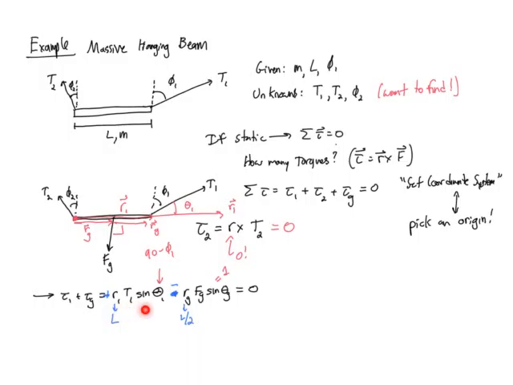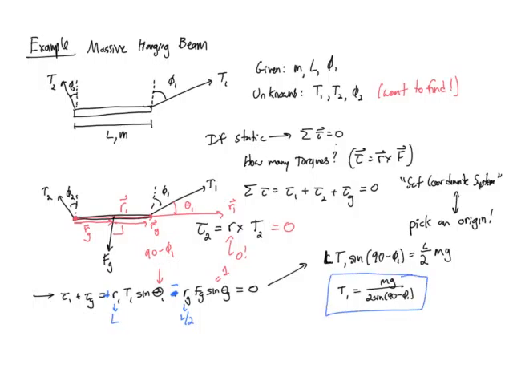But now if I look at this expression, I know everything in here except for T1. I know what L is, I know what F_G is, it's just m times g. I know this angle is 90 minus phi 1, which is one of my knowns. So I can now just solve this for T1, so I'll do that real quick. And I find that the tension is mg divided by 2 sine of (90 minus phi 1). That is, it is independent of the length of the beam.